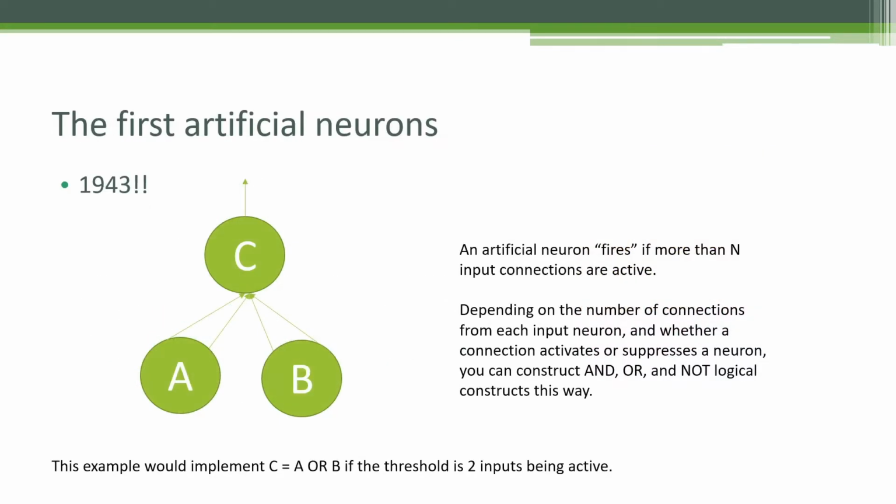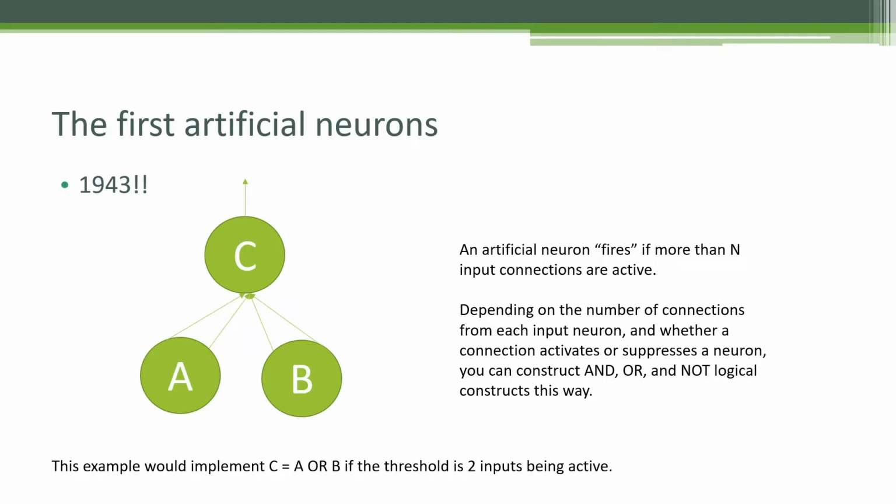So at one point, someone said, hey, the way we think neurons work is pretty simple. It actually wouldn't be too hard to replicate that ourselves and maybe try to build our own brain. And this idea goes all the way back to 1943. People proposed a very simple architecture where you set up an artificial neuron that fires if more than a certain number of its input connections are active.